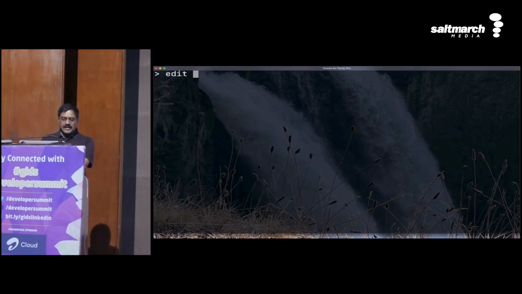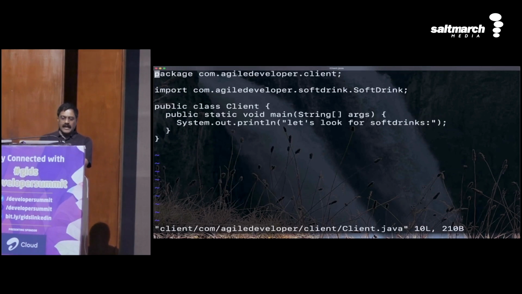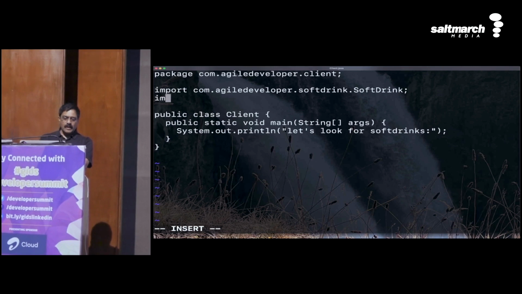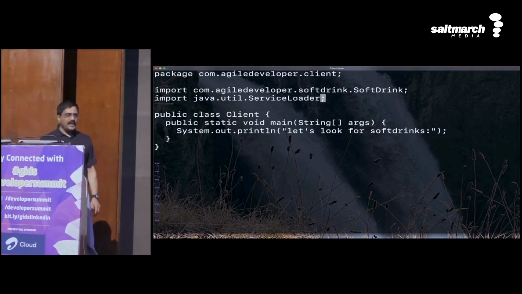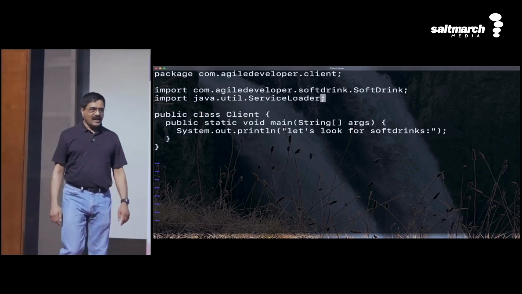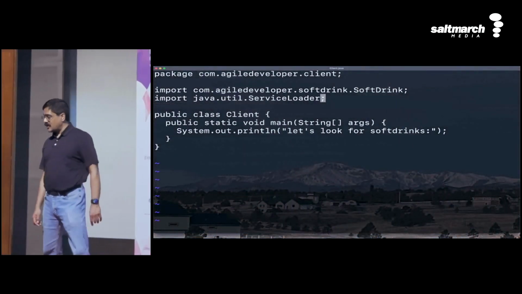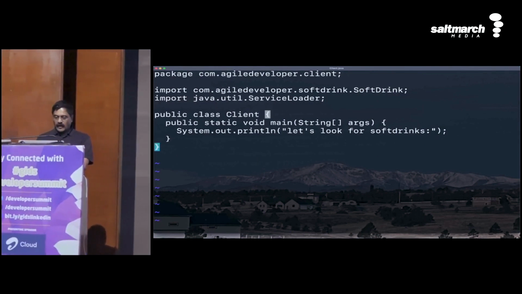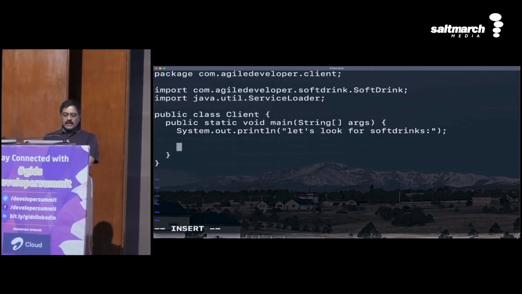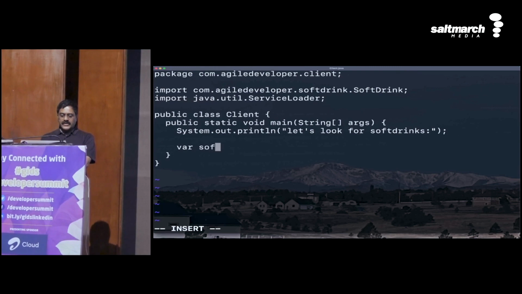In this case, I'm going to go to the client, and in the client code, I'm going to say import, and guess what? Import java.util.ServiceLoader. Like I mentioned, that's been around since Java 6. And that's exactly what's been sitting in the java.util. So java.util has a ServiceLoader, and we are asking for it. So what are we going to do here? I'm going to say over here, softDrinks equal to ServiceLoader.load(SoftDrink.class).